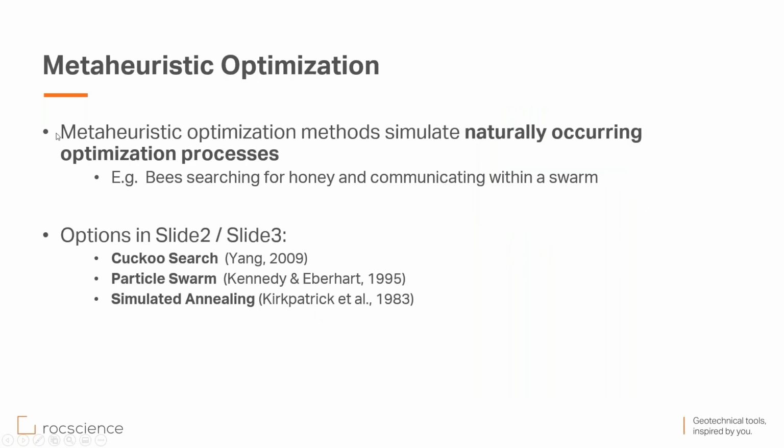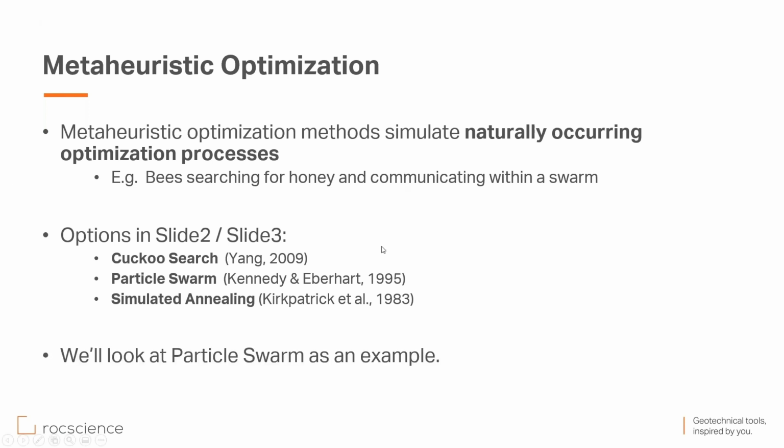So what exactly are metaheuristic methods? Really, it's just a fancy word for a trial and error kind of process. But it's modeled after patterns found in nature, things like bees searching for honey, or the way birds fly in a swarm. Between slide 2 and slide 3, we have 3 metaheuristic methods: cuckoo search, particle swarm, and simulated annealing.